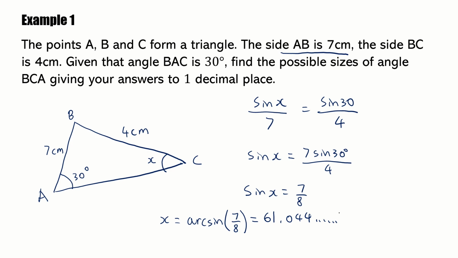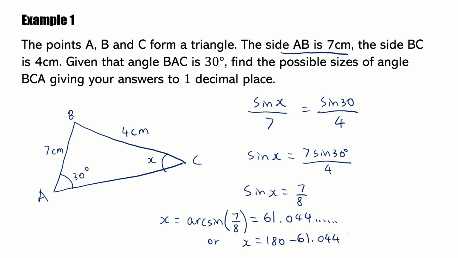But we now know there's potentially a second answer, which can be found by doing 180 degrees minus that first solution we just found. So that's, by the way, why I didn't round my angle to 1 decimal place yet, because we still need to do further calculations with that value, and you shouldn't do calculations with an already fully rounded value.